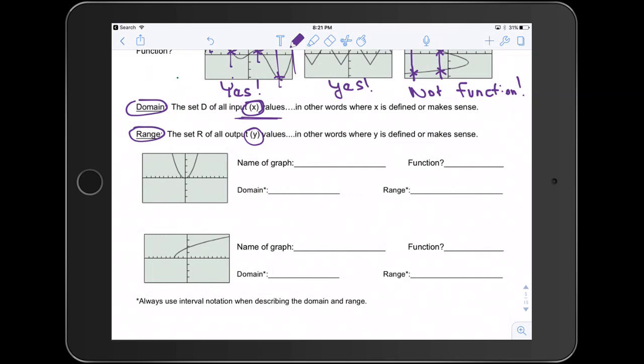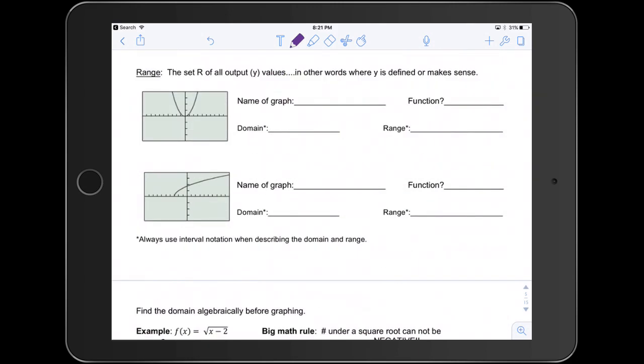That is completely not a very mathematical way of remembering things, but I have a lot of math in my brain, and that's one way I remember it. So X is always associated with domain, and Y is associated with range. Okay, so it says down here, it already gives you a graph. It says name the graph, say whether it is a function, and then give the domain and range.